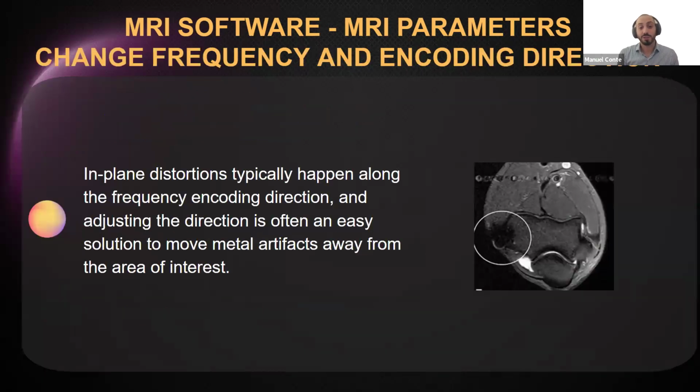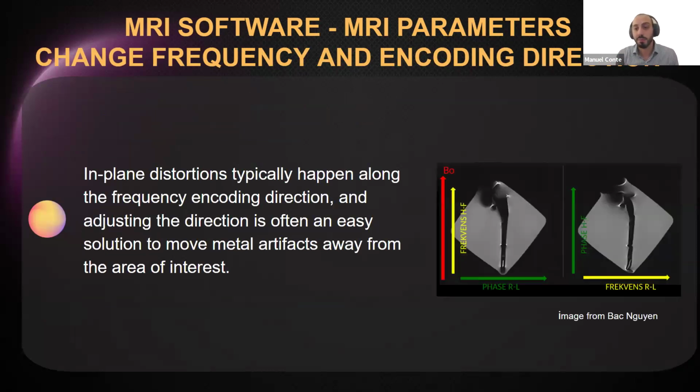And one thing that we can do, actually the most simple one, is just to change the phase encoding and the frequency encoding. So if there is an artifact and it goes in the area that we want to scan, we can just change the phase encoding. As you can see from the image, that I took from Bach, thanks to Bach, that's why it's not in English, but however, the image is clear. So if you change the phase direction, the distortion is different. So in this case, I would choose the first image.